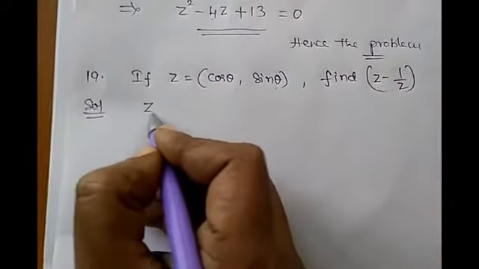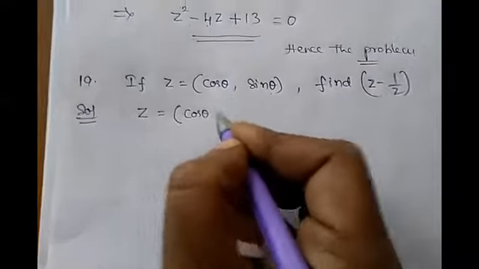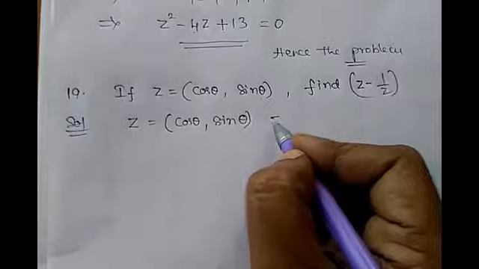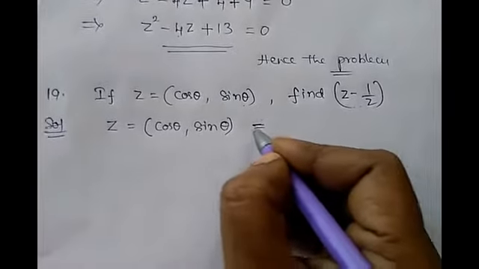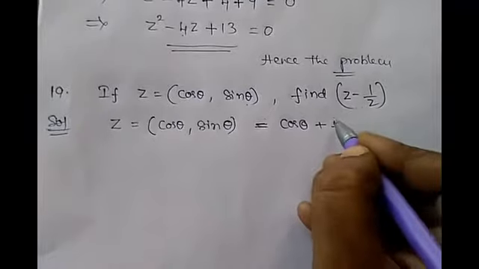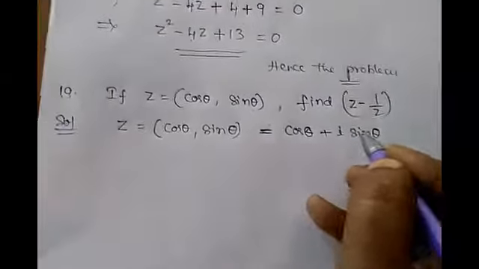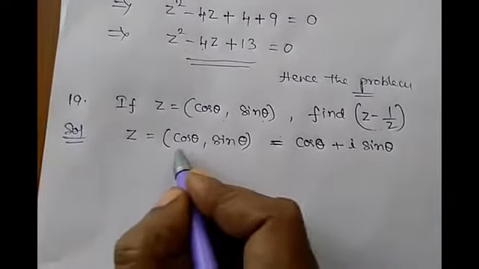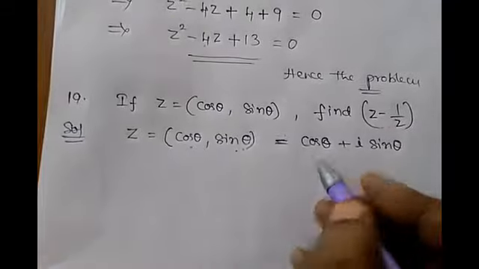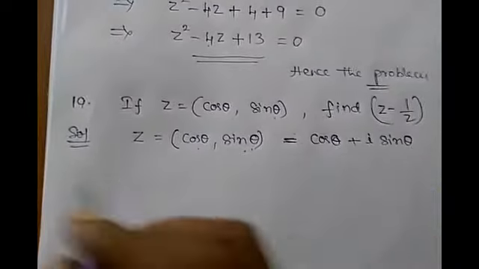What is given? z is equal to the ordered pair (cos theta, sin theta). It can be written as cos theta plus i sin theta. Cos theta is the real part and sin theta is the imaginary part. So you can write z as cos theta plus i sin theta.